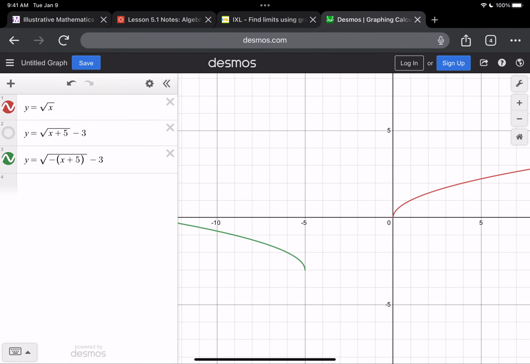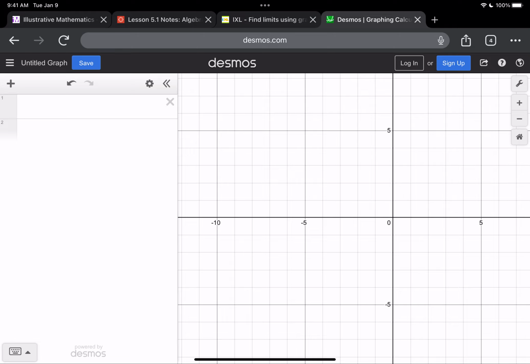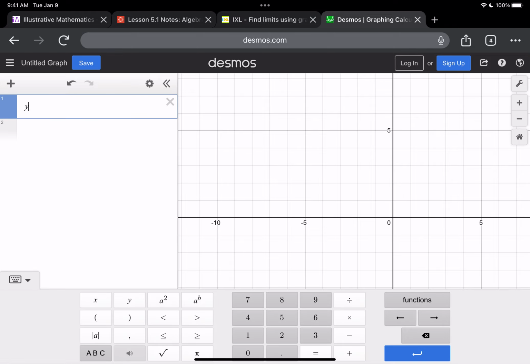So if I go back, now I have my y equals x squared. It's my normal U-shaped graph. Okay, that's what it always looks like.